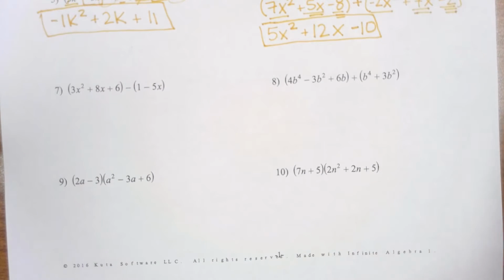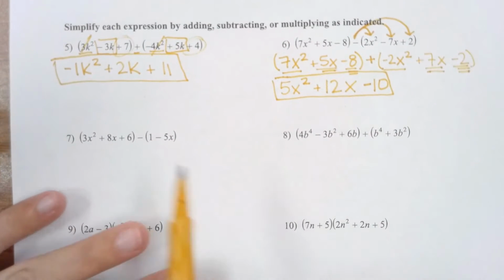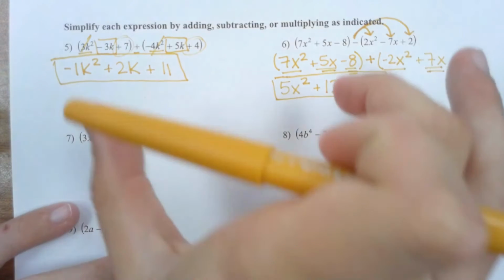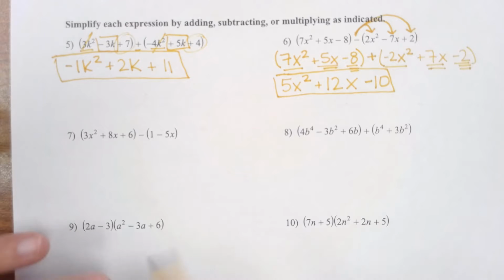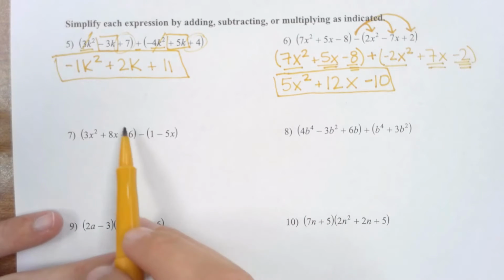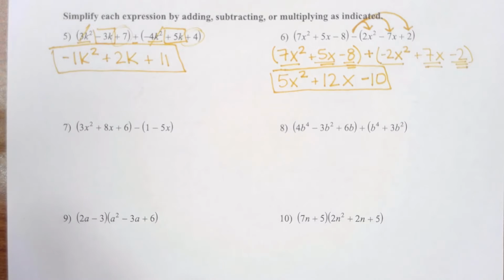Okay, so I want you guys to go ahead and pause the video and then try number 7 and number 8 on your own. Very similar to what we just did for number 5 and 6. Remember, if you see a subtraction sign in between your two parentheses, you have to first do the distributive property and then you can combine like terms like normal. Okay, so go ahead and pause the video and press play when you're ready for the answers.